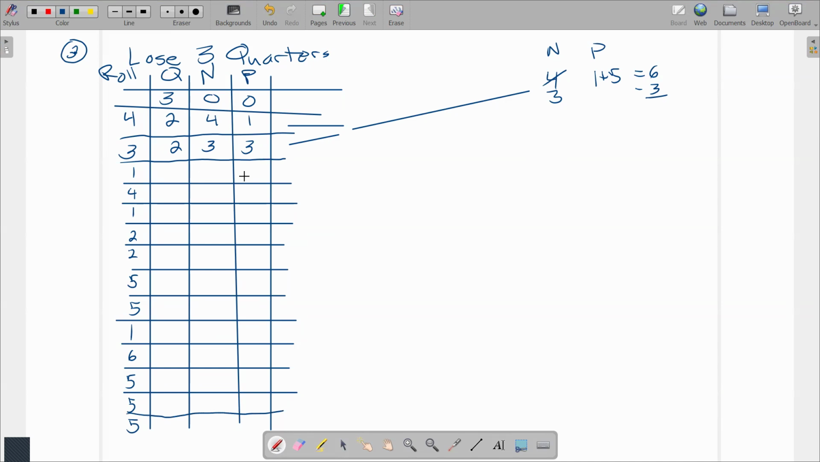So let's see, taking away 1 is pretty easy. Taking away 4, I gotta borrow. So if I borrow a nickel, that's 7. Minus 4 is 3.